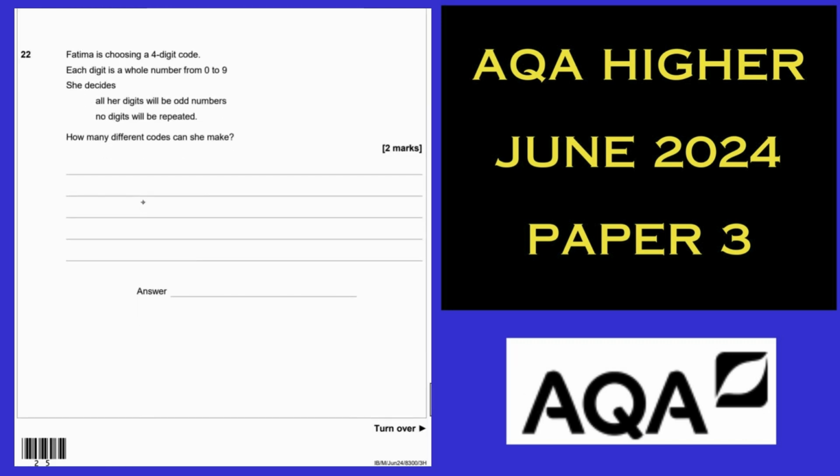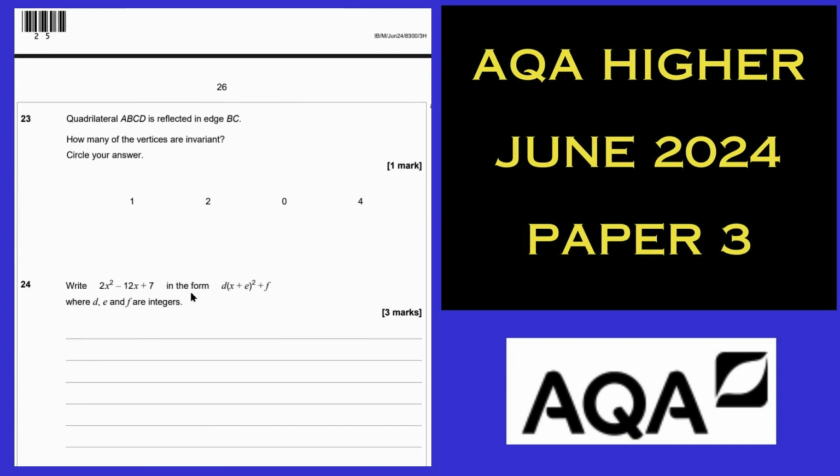Number 22, we have a 4-digit code. So combinations, permutations, etc., etc. Each digit, so order is important. She's only picking odd numbers. So 1, 3, 5, 7, 9, 5 possibilities. But no digit is repeated. So there's only 4 options, 3. And by the time you pick your 4th digit, only 2 options. Get them multiplied for a damn easy 2 marks.